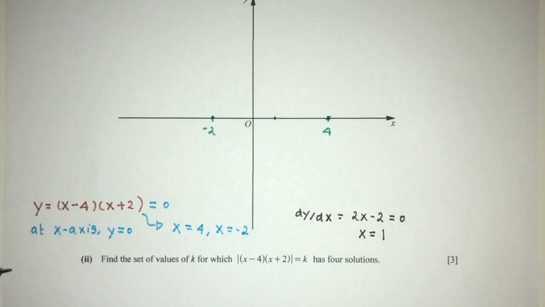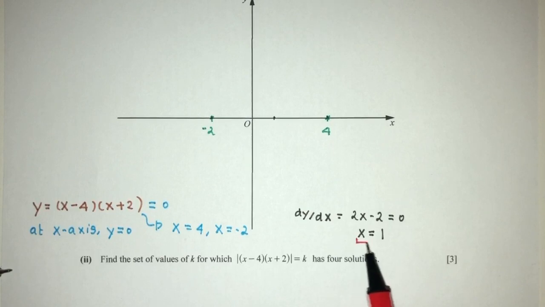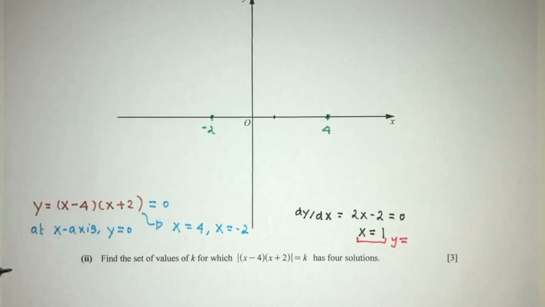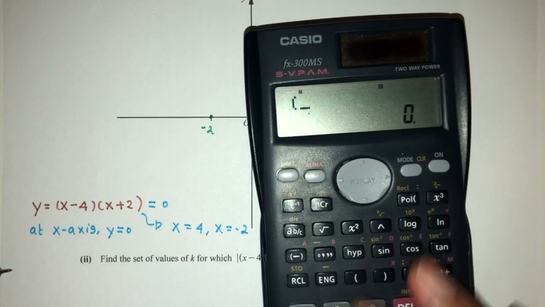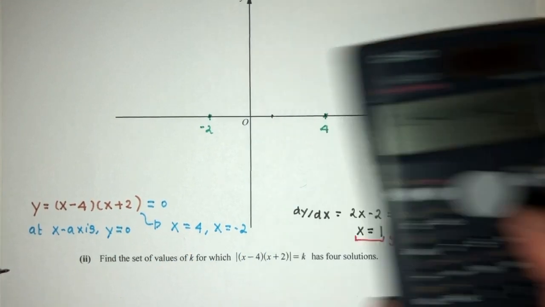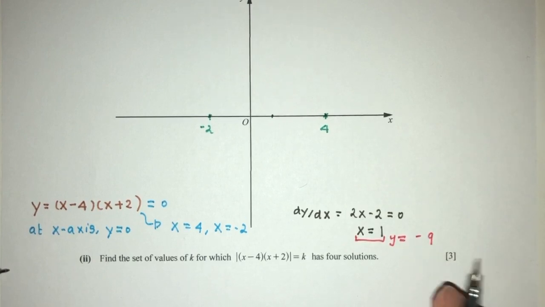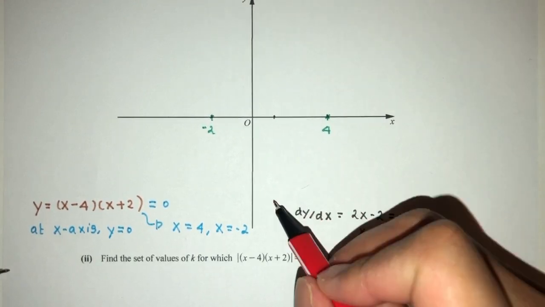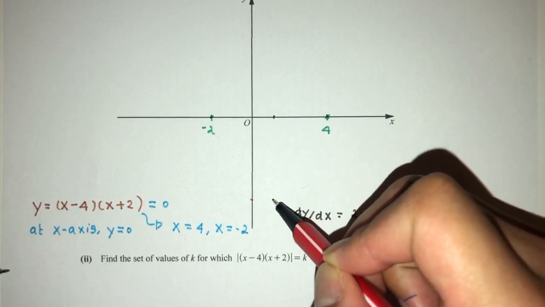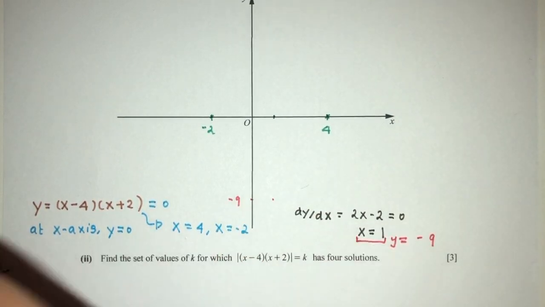Now, what is the corresponding value of y when x is equal to 1? Replace back in this one, because right now we are assuming there's no modulus. That's the first step. So x equal to 1 will be 1 minus 4 times 1 plus 2. That will be minus 9. Minus 9 should be somewhere over here. So this is minus 9.